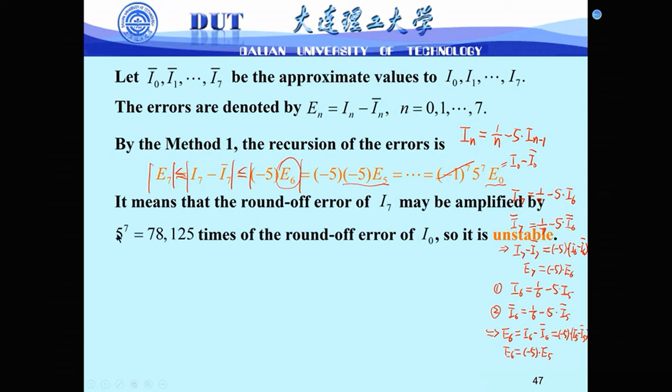Now you see, it is almost 78,000 times the roundoff error of I0. So that is why method 1 is unstable. It's okay? So this is a mathematical analysis to show how the errors are amplified because we have this factor. It's a big number, right? It's okay for you? Okay, so this is for method 1.